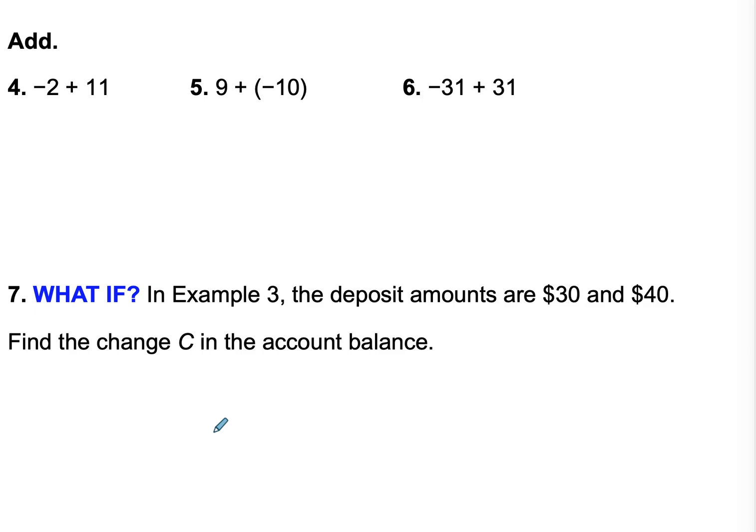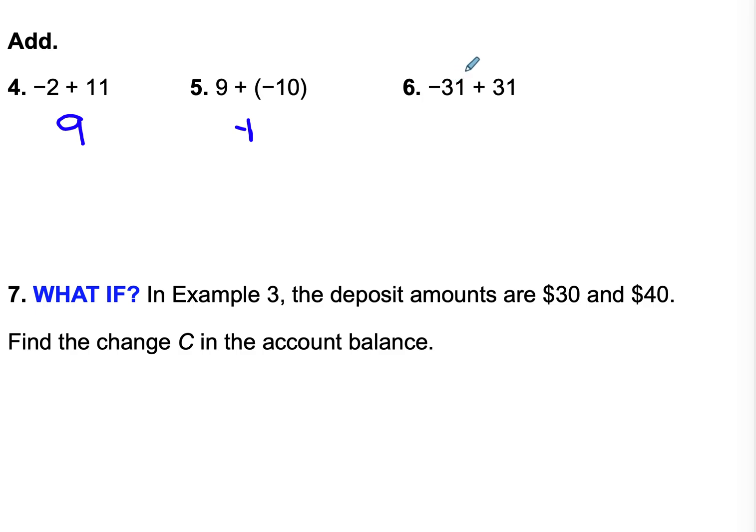Okay, let's check our answers. Different signs, find the difference. -2 plus 11. 11 minus 2 is 9. More positives, answer's positive. Positive 9. Number 5, 9 plus -10. Different signs, find the difference. -1 is going to be our answer on this one. I have more negatives than I have positives.